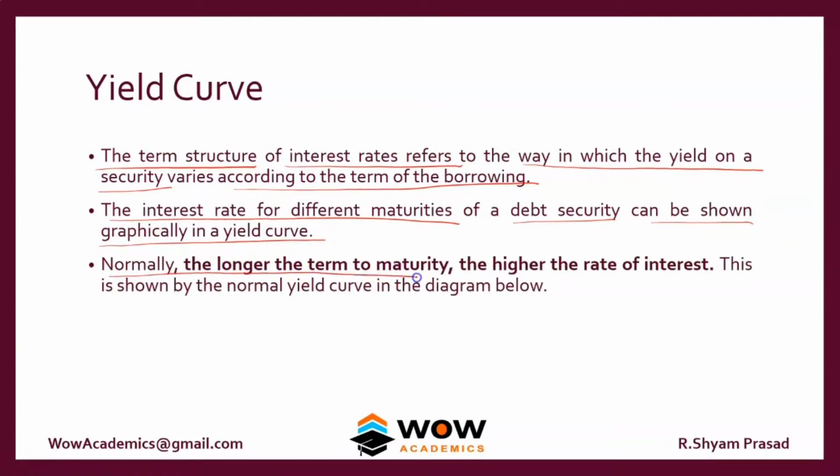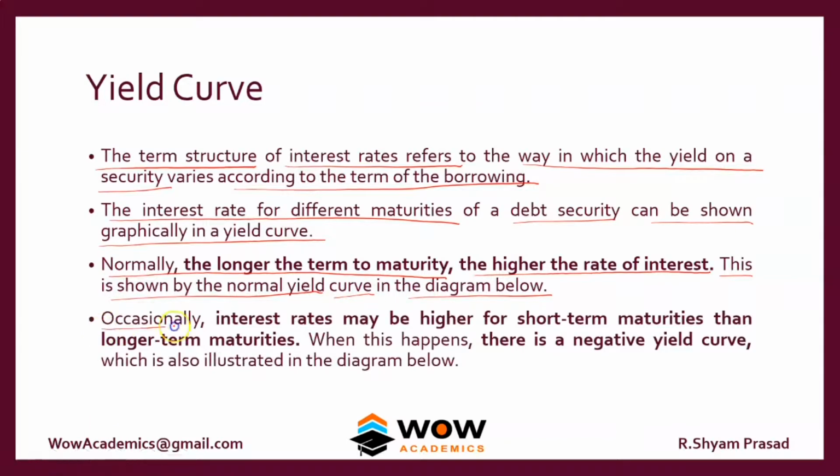Normally, the longer the term to maturity, the higher the rate of interest. This is shown by the normal yield curve in the diagram. Occasionally, interest rates may be higher for short-term maturities than long-term maturities. When this happens, there is a negative yield curve, which is also illustrated in the diagram below. So let's look at what a yield curve is.